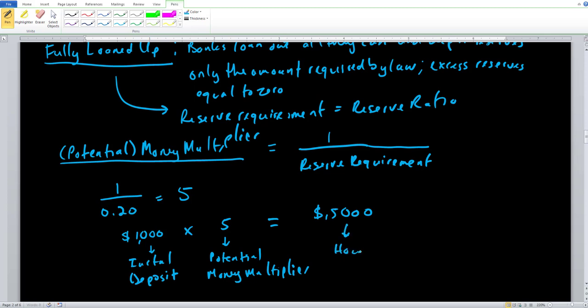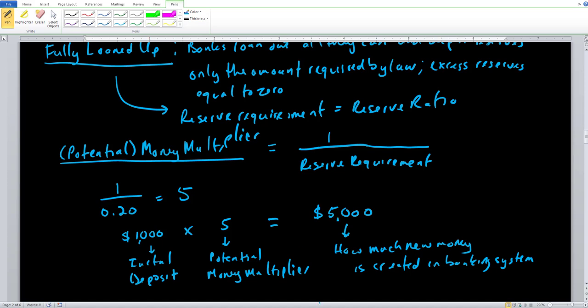So how much new money is created in the banking system? Essentially, our money supply can increase by a potential amount of $5,000. So here, $5,000 of new money can be created, and we don't have to work with this entire clunky transition going from bank A to bank B to bank C. All we need to do is use our potential money multiplier that we see right here.